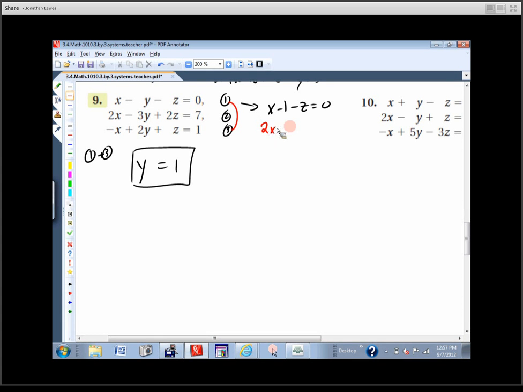Okay, but let's plug into this guy right here. So if I plug that in there, I get 2x minus 3 plus 2z equals 7. Now, does everybody understand how we got those two equations right here? Does everyone know what to do from here on out? Because there's something weird about these two. What's weird about them?